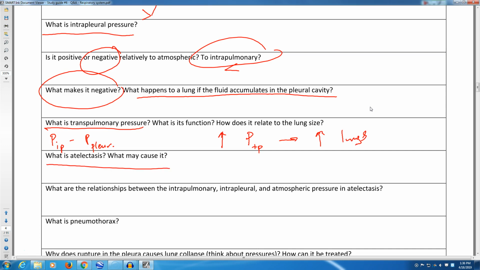Atelectasis is lung collapse, usually due to obstructed bronchioles that prevent the normal ventilation of the lung, which then decreases the pressure in the lung and leads to the collapse of the lung. So in atelectasis, intrapulmonary pressure is basically equal to intrapleural, and they both are less than atmospheric.